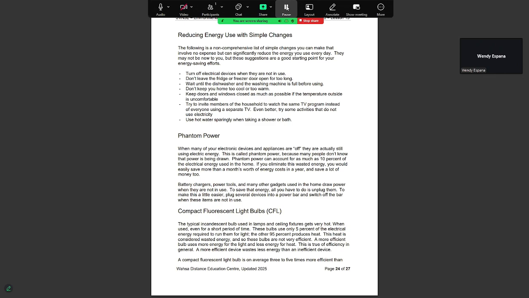Don't run your dishwasher half full. Wait until it's full and then run it. Washing machine, don't throw in one pair of jeans and run it. Wait until it's full. Now, washing machines also can run on cold water now.